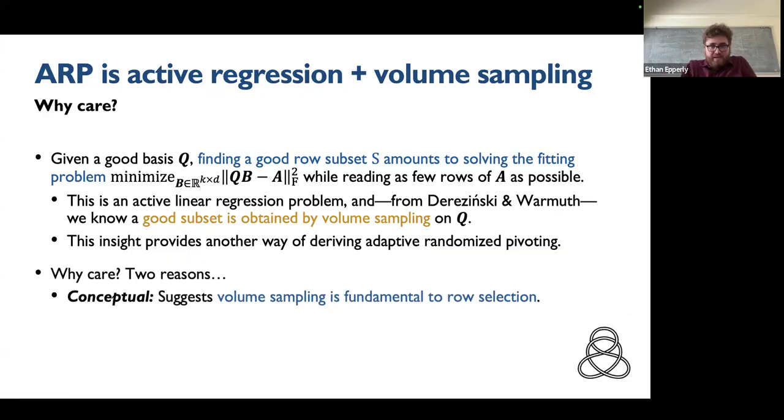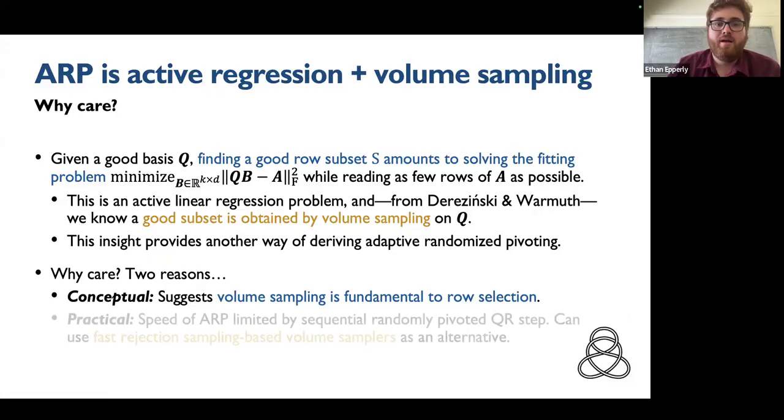All right, so why care? The first reason I care is I think it suggests something kind of deep about the row selection problem. We started off by saying, oh, we have this volume sampling algorithm. It's too expensive. Let's develop this other algorithm. And this other algorithm turns out to just be volume sampling under the hood. And it really suggests to me that, in some sense, the volume sampling idea is fundamental to optimal algorithms for row subset selection. So that's an interesting point to me.